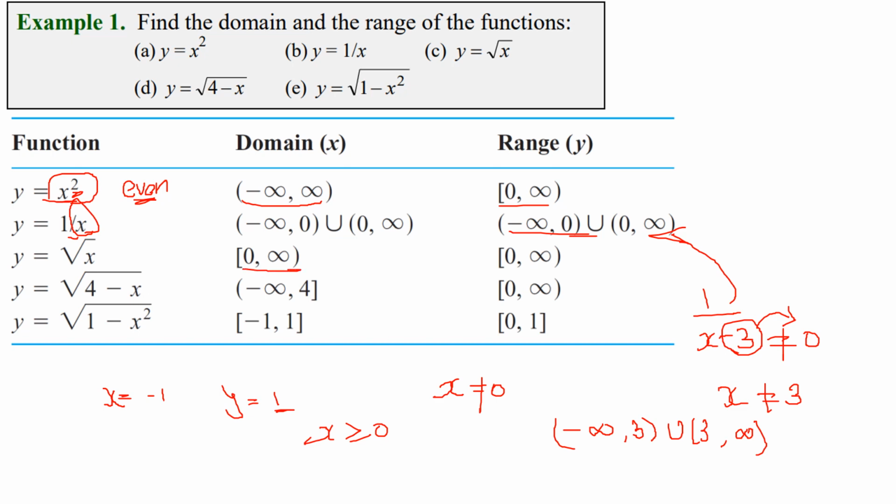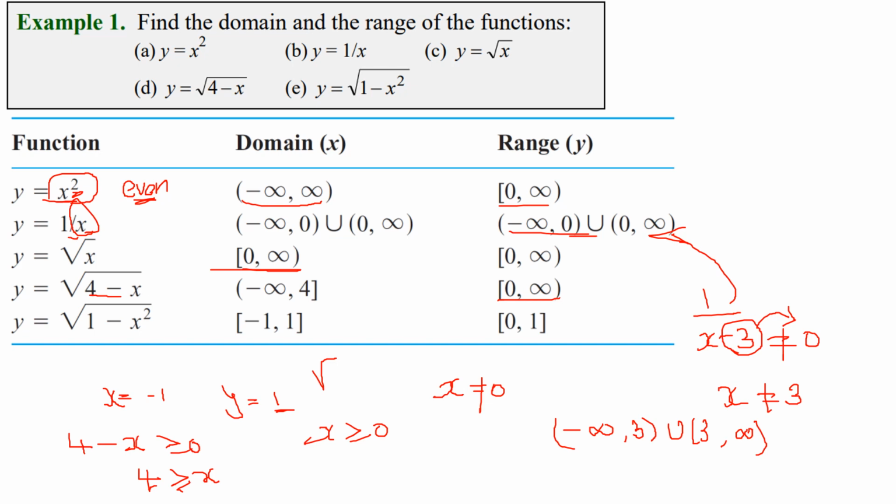So the domain is 0 to infinity. And the range is also the same, 0 to infinity. But in this case, the second one, 4 minus x is greater than or equal to 0. Hence, 4 is greater than or equal to x. So x must be from negative infinity to 4, and 4 we can include. But the range is 0 to infinity, because whenever you have a square root, the range must be a positive value, 0 to infinity.